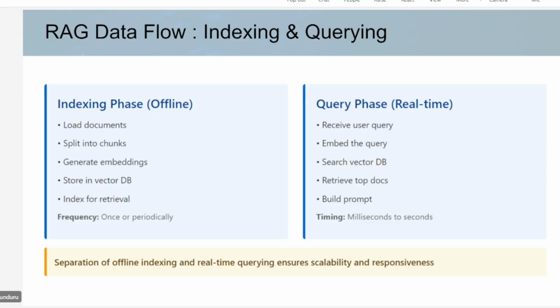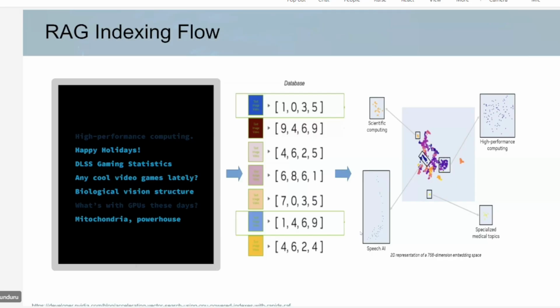vector stores. The query phase is: receive the user query, embed the query. So again, the query is also embedded, that is encoded, so that the machine can understand it, and the vector DB can be searched based on the parameters. Retrieve top documents, build the prompt, and respond back to the LLM in milliseconds. So this is the indexing flow.